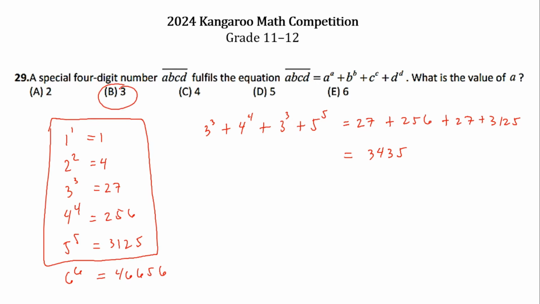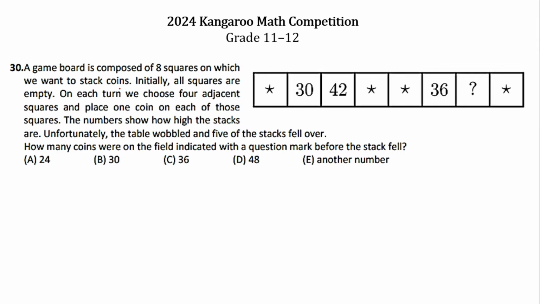Next, we have the last item. A game board is composed of 8 squares on which we want to stack coins. Initially, all squares are empty. On each turn, we choose 4 adjacent squares and place 1 coin on each of those squares. The numbers show how high the stacks are. Unfortunately, the table wobbled and 5 of the stacks fell over. How many coins were on the field indicated with a question mark before the stack fell?